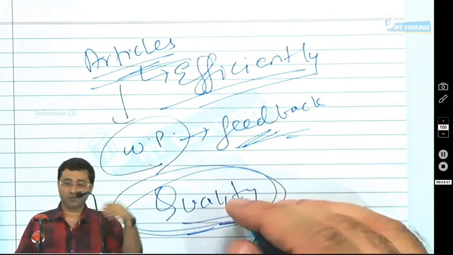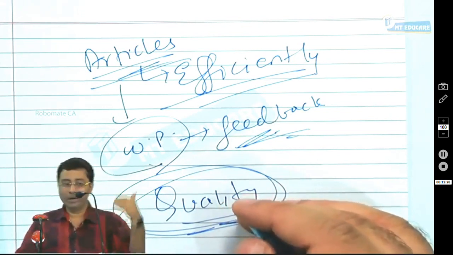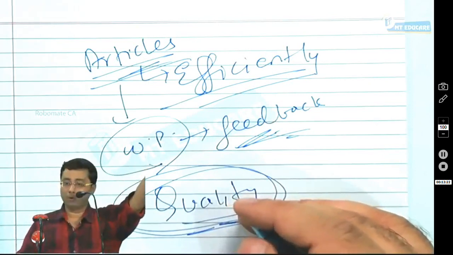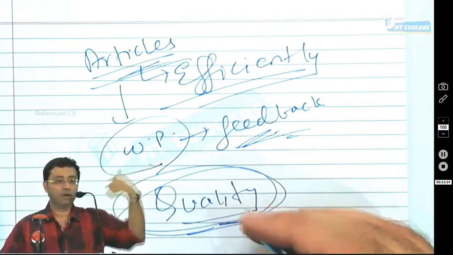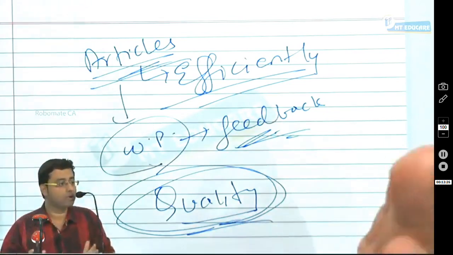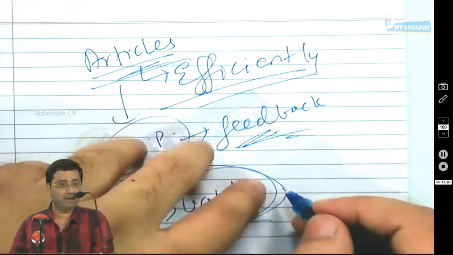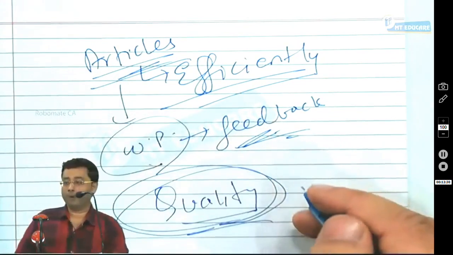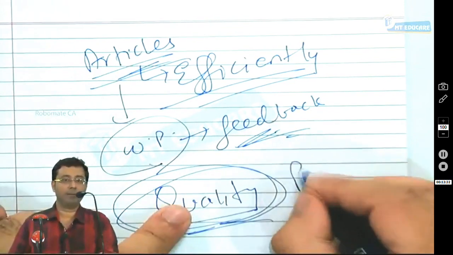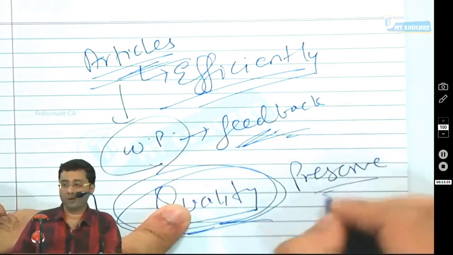And there are some working papers which are not only helpful in this year's audit, but may also be helpful to you in upcoming future audits. At that time you will not start hunting for working papers. You have to keep them in safe custody. So it is a matter of quality for an auditor to prepare working papers, and not only to prepare them but also to preserve them. Have you understood or not?